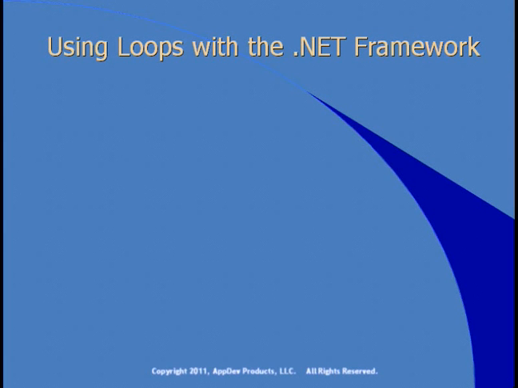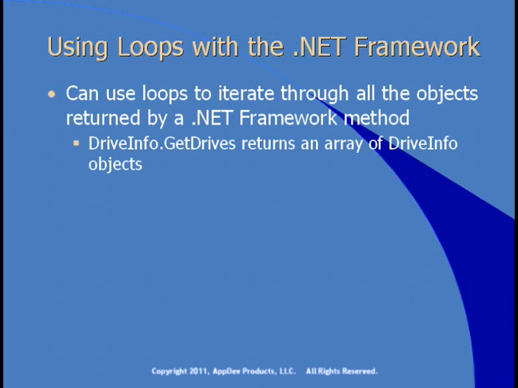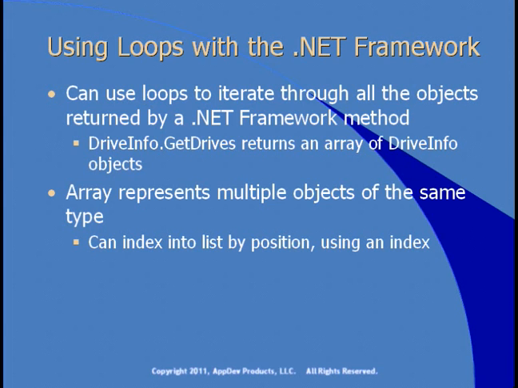For loops come up a lot when you're working with the .NET framework because there's a number of methods that return a set of objects. For example, the GetDrives method of the DriveInfo class returns an array of DriveInfo objects. Now, we haven't really studied an array, but it represents multiple objects of the same type which you can index into by position using a numeric index. Let's look at an example that demonstrates this functionality.